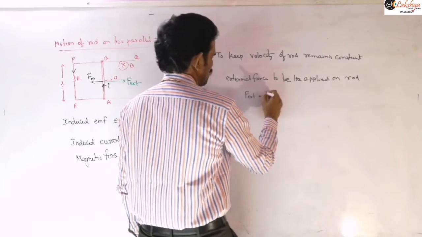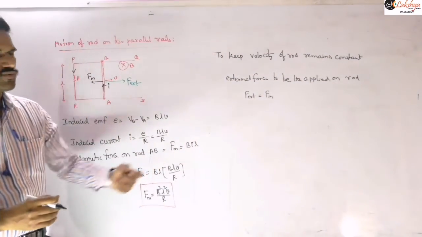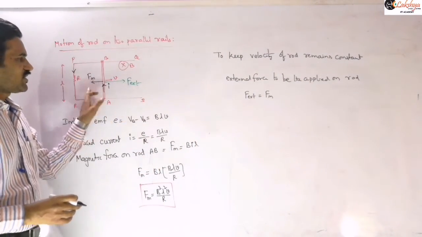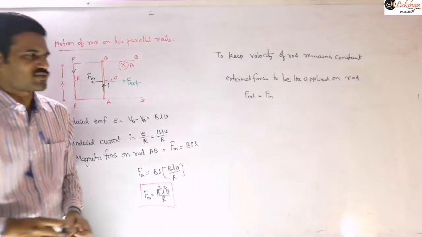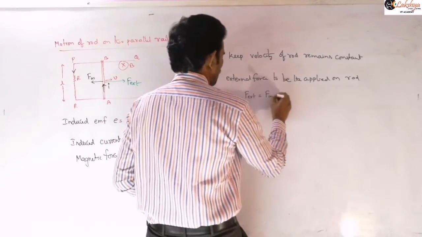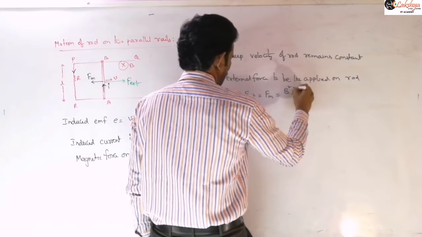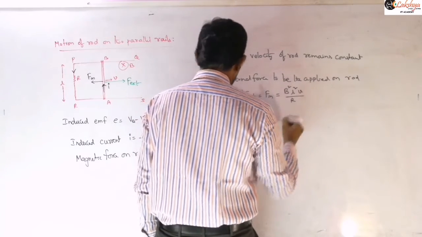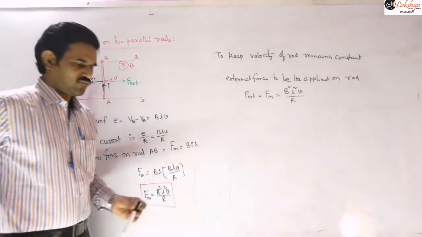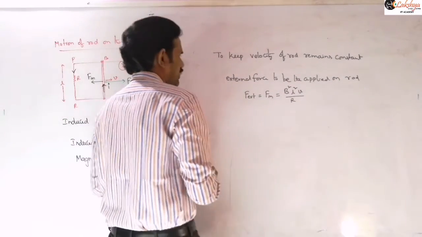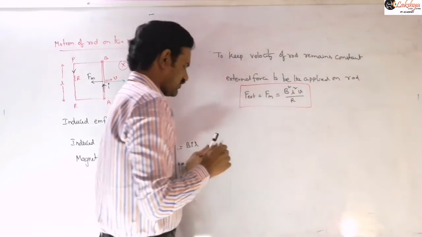So they are numerically equal to the magnetic force. If these two get cancelled, then the velocity of the rod remains constant, right? Therefore this external force we can write as B square L square V by R. This is the external force required, which is equal to the magnetic force acting on this rod, right? Now let us come back to the energy considerations or power considerations.